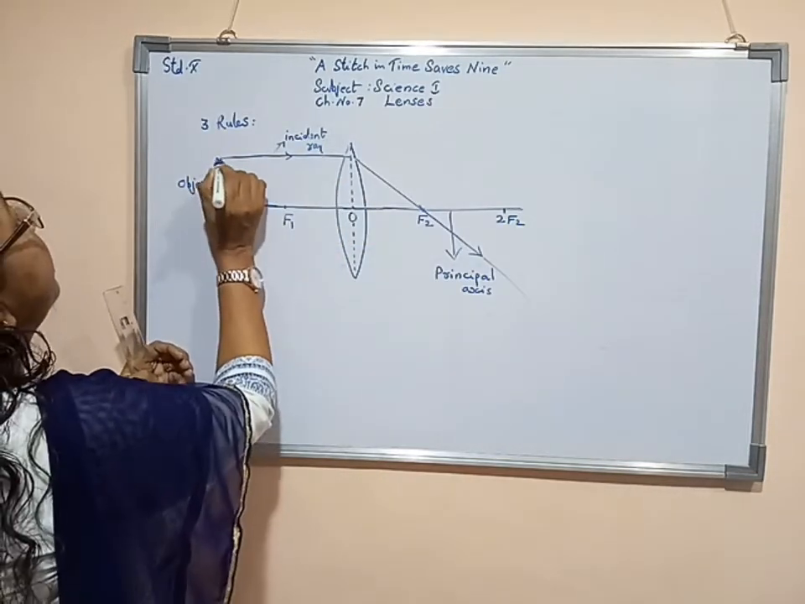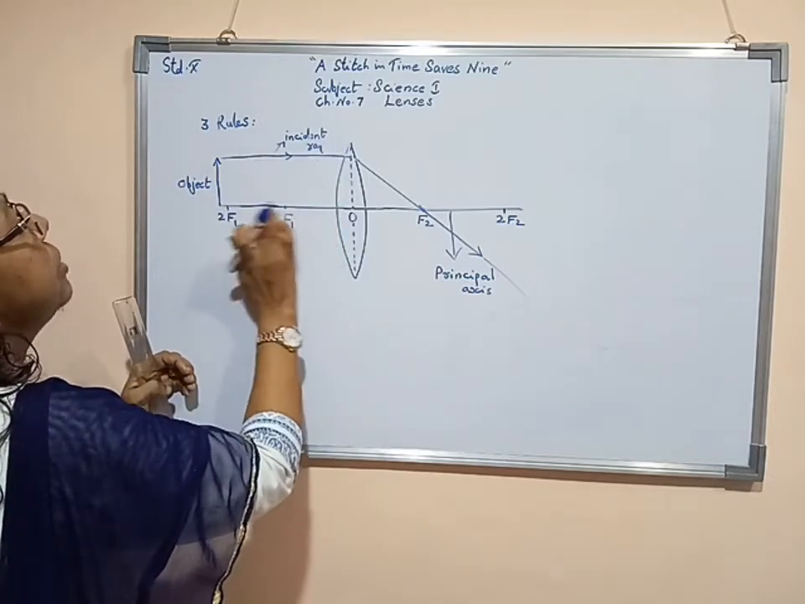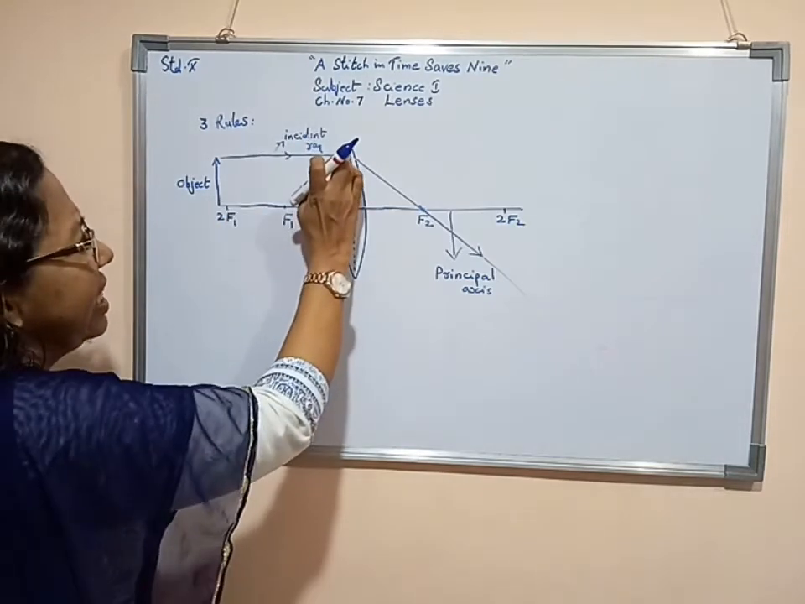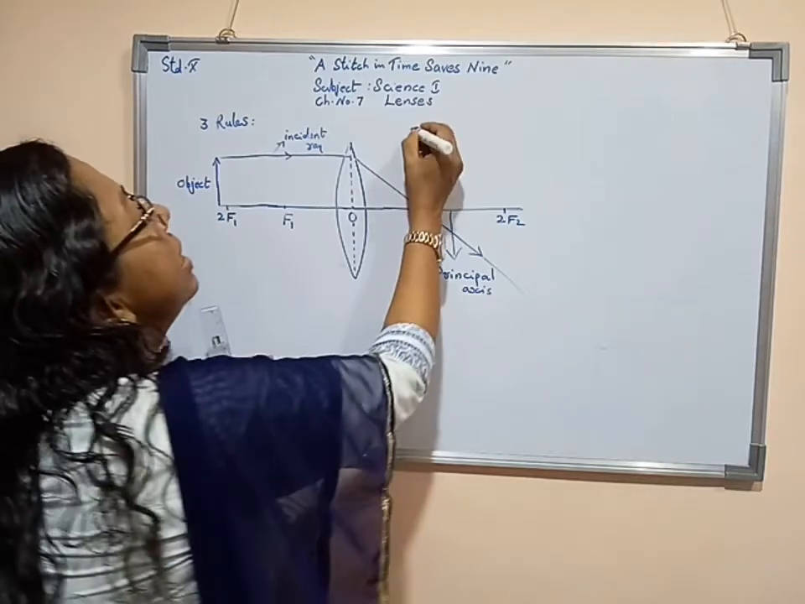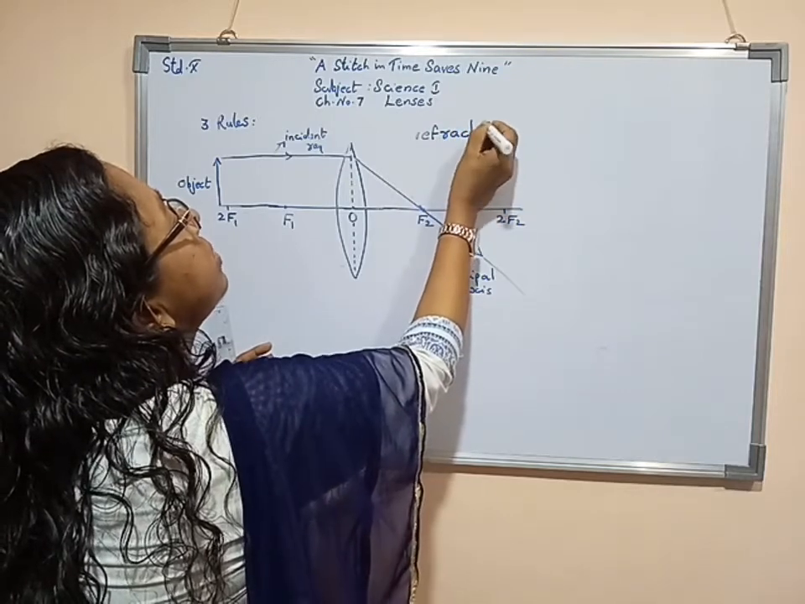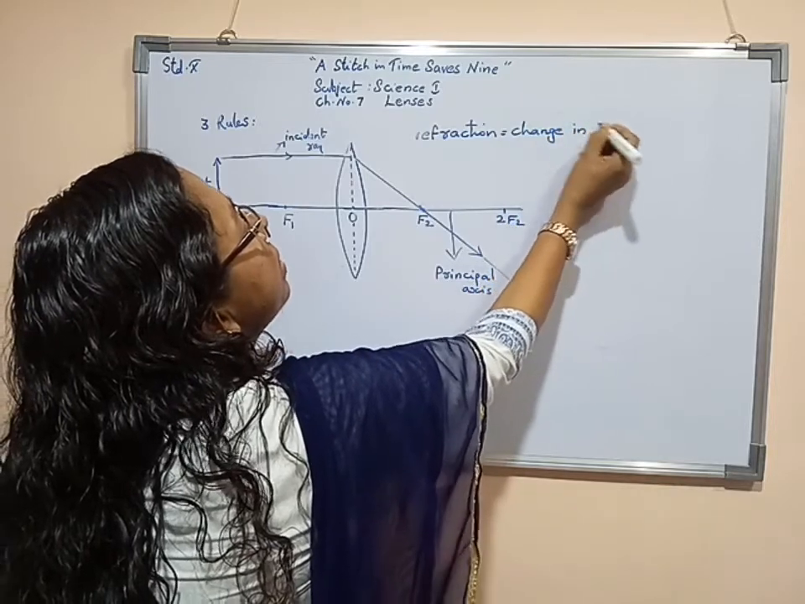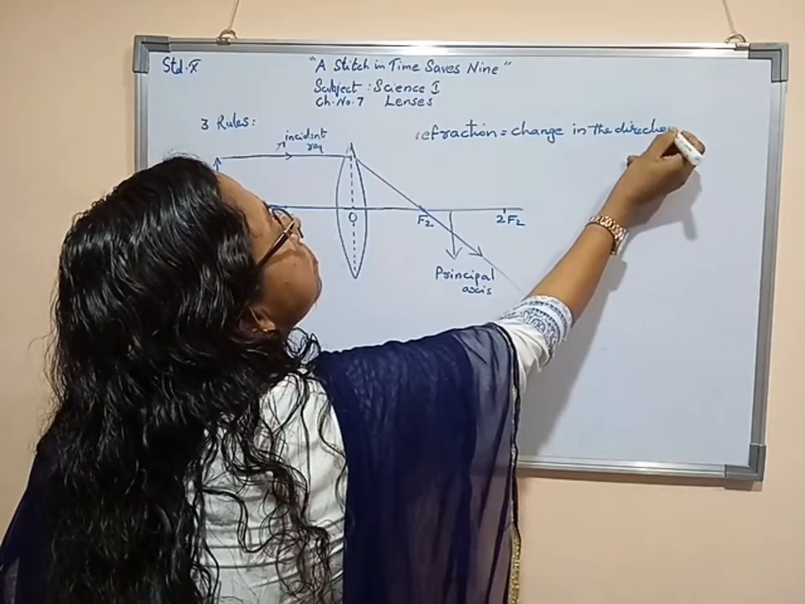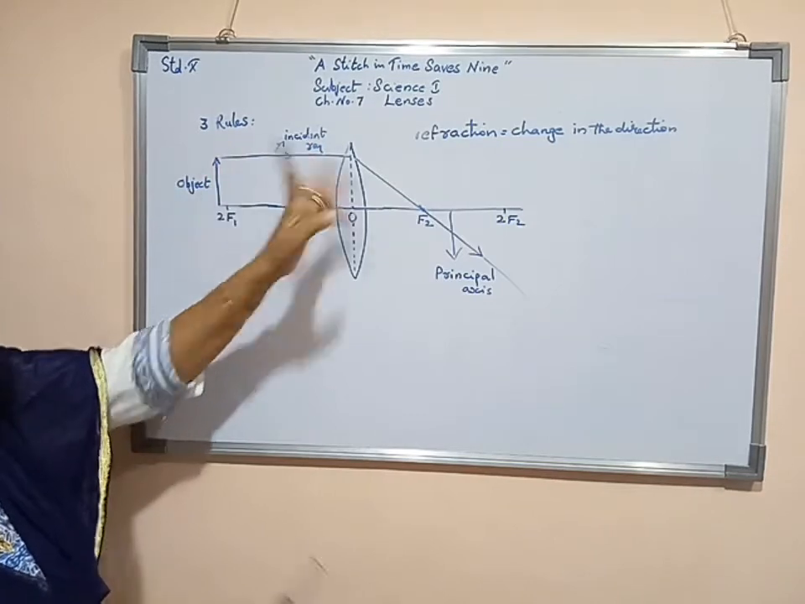So here we can say that from here a ray of light passed, that is parallel to the principal axis. Once it has reached here, hit here, then refraction is occurring. Refraction means a change in the direction. Now, so one ray we have got, one rule we studied.